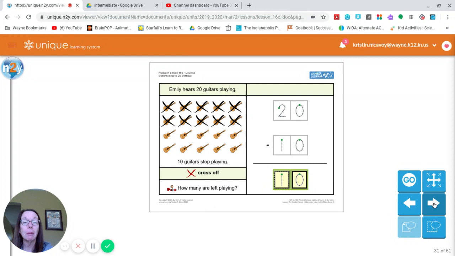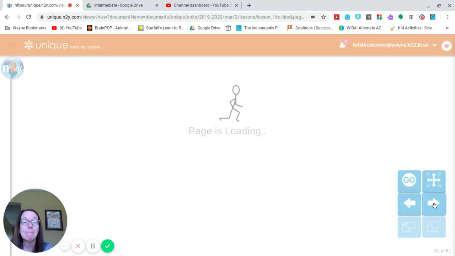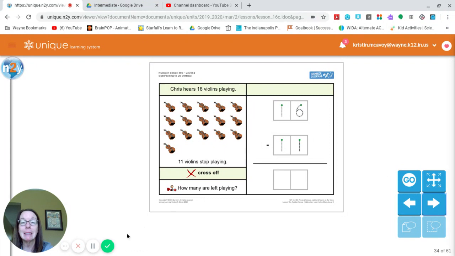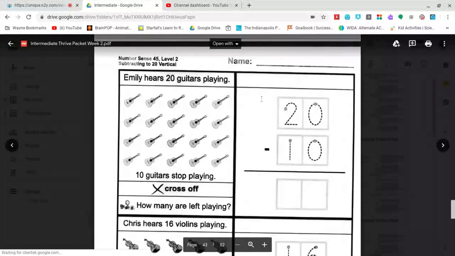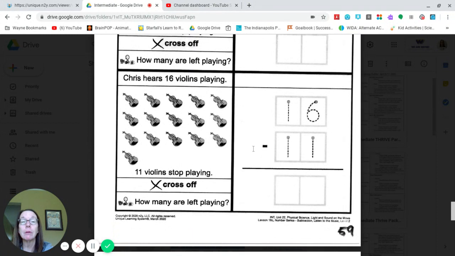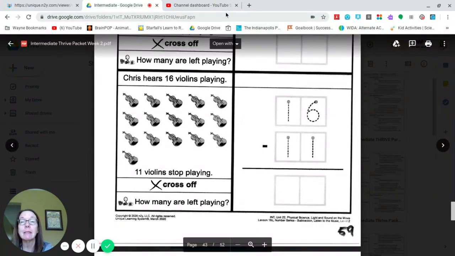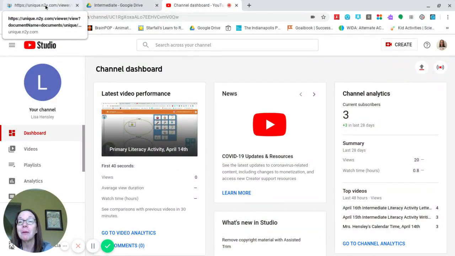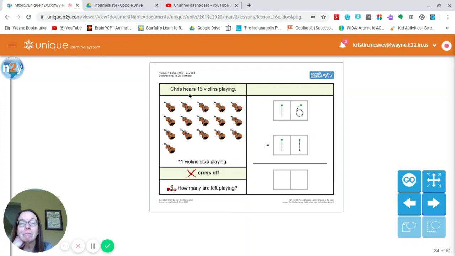Okay, let's find our next math problem. It looks like this with violins. On your page, it's going to look like this, but the numbers and the picture are the same. Oh, that's where we upload it. Okay, so it tells us in the beginning, Chris hears 16 violins playing.